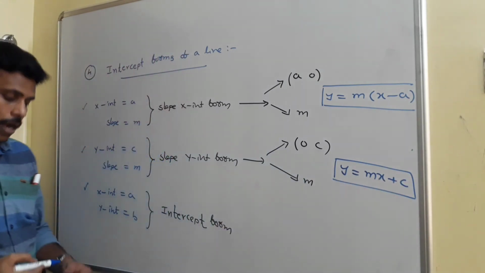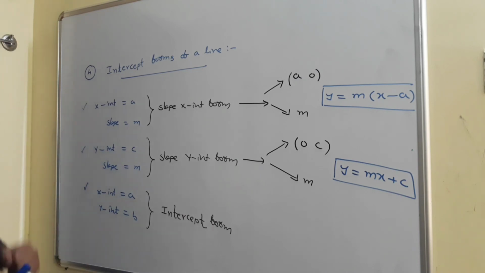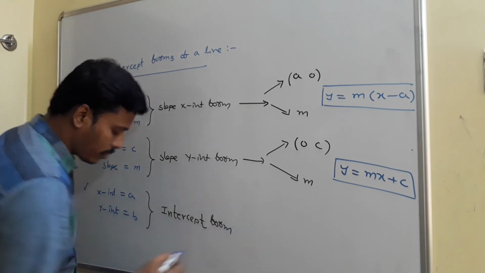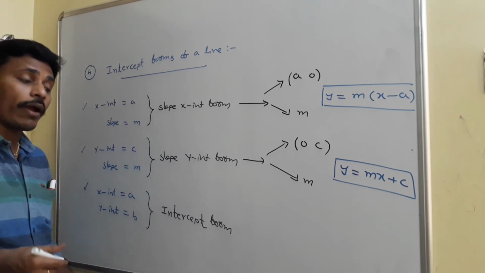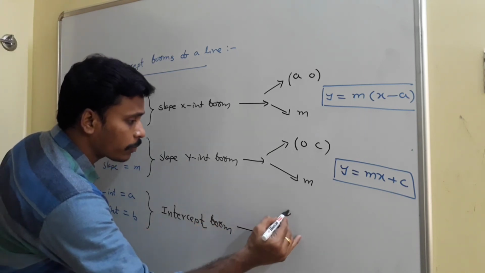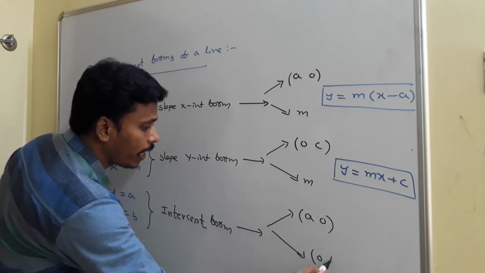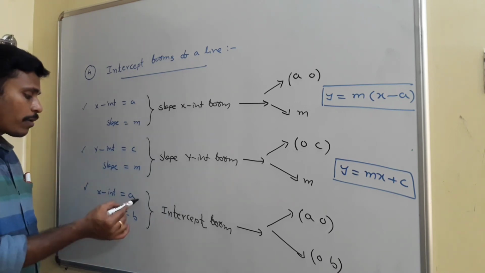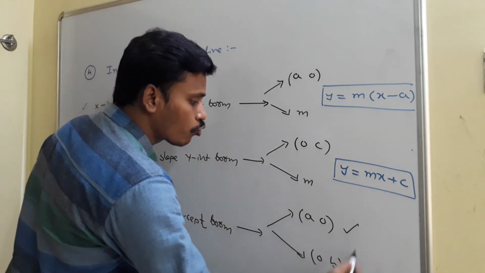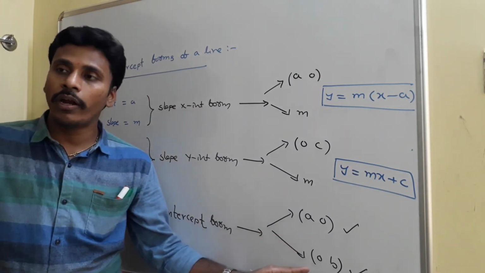Now, in the last case, the x-intercept is given as a, and the y-intercept is given as b. Both are in your hands. The x-intercept is related to a point on the x-axis, so the corresponding point is (a, 0). Whereas the y-intercept is the y-coordinate of a point on the y-axis, so it is of the form (0, b). So giving the x-intercept and y-intercept is nothing but having these two points (a, 0) and (0, b) on a line. If you have these two points, you need to find the equation.